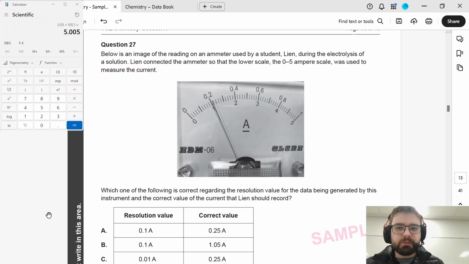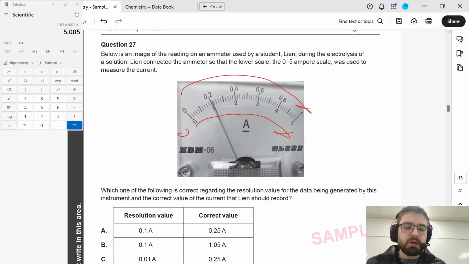Okay, so we've got the 0 to 5 ampere scale. So is it the top one or the bottom one? Well, it's 0 to 5, so he's using the bottom one here. Alright, what's the resolution here? Remember, resolution is basically the smallest value that you can actually tell the difference between. There's no way you could tell the difference between 1.001 and 1.002 on this. You couldn't read the difference. We do have tick marks here every 0.1. So our resolution is going to be 0.1 amps, not 0.01 amps.